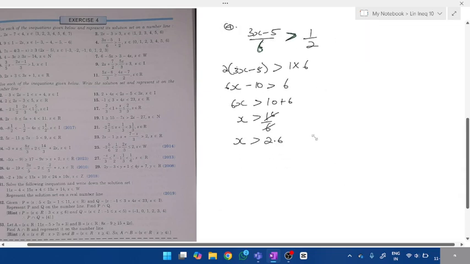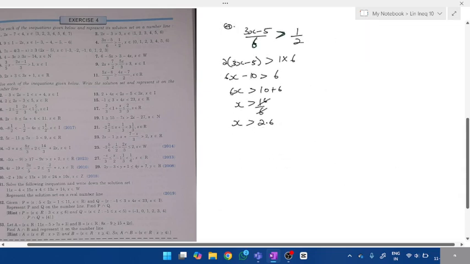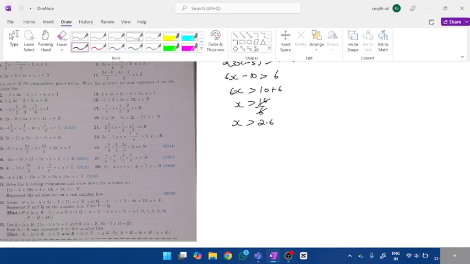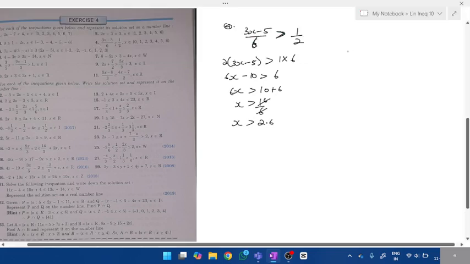Replacement set. Yeah, replacement set is given as 0 to 6. X is greater than 2.6, which means above 2. 3, 4, 5, 6 is the answer. So what will be the solution set? 3, 4, 5, 6. From the replacement set, they've given values.